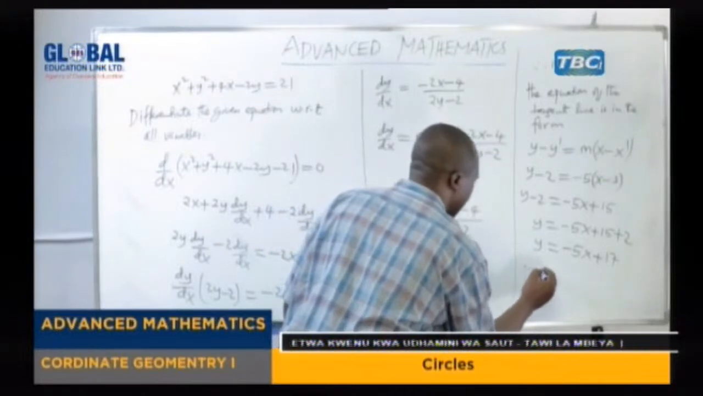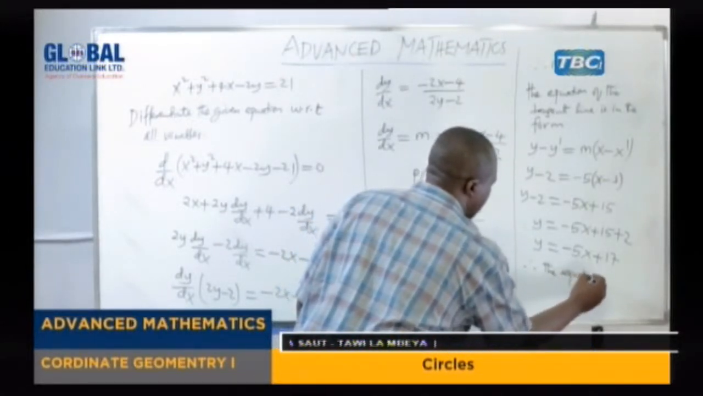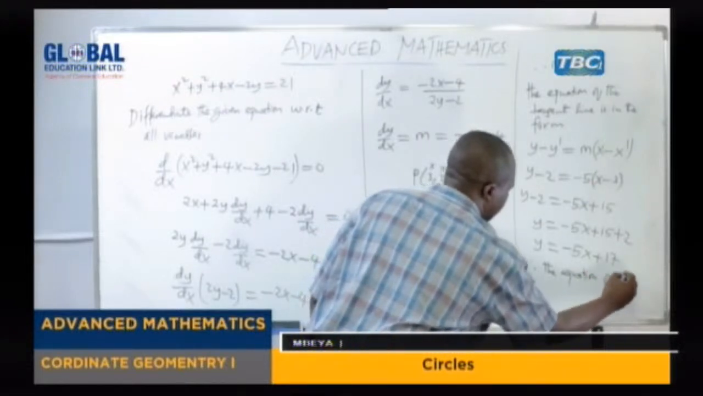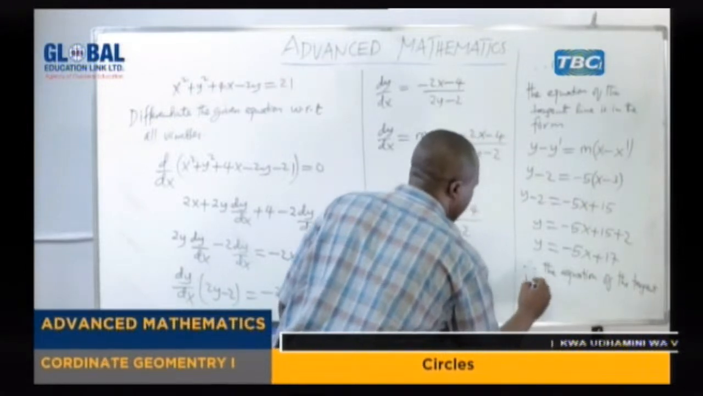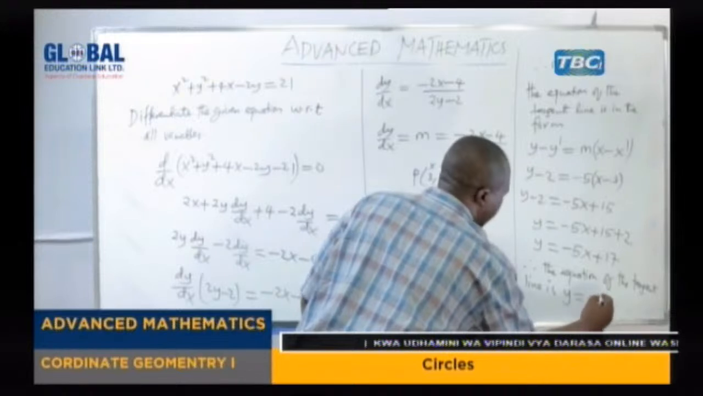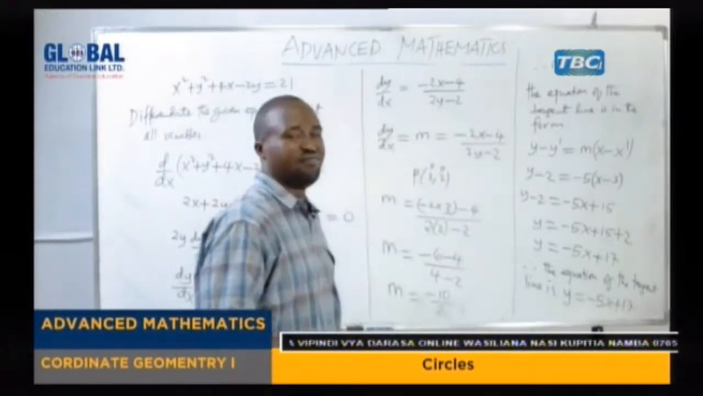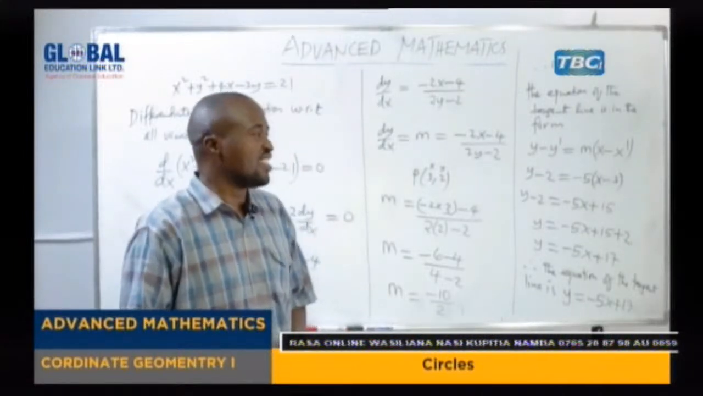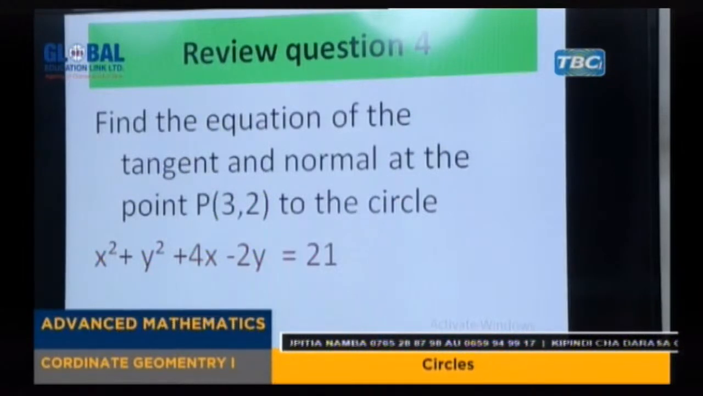So here, the equation of the tangent line is y is equal to negative 5x plus 17. So again, the next step is to find the equation of the normal.